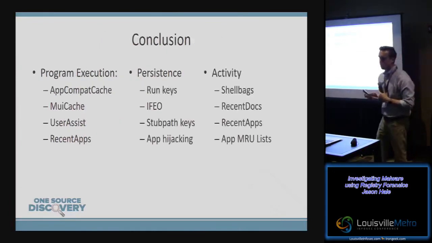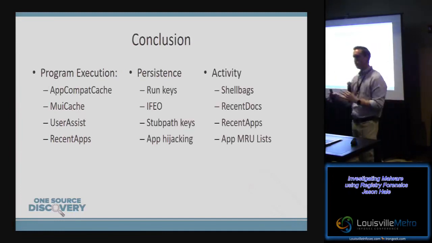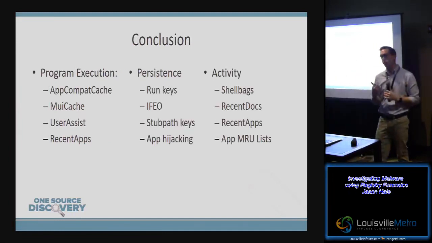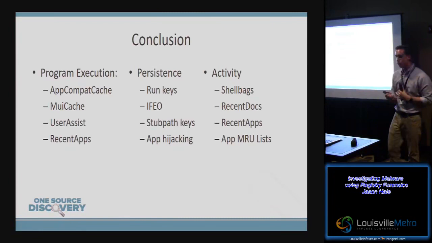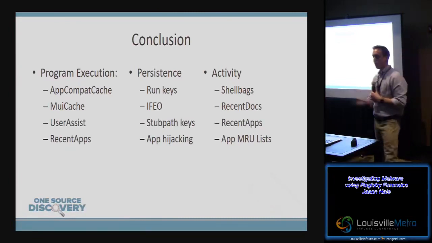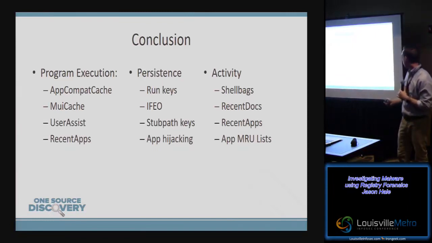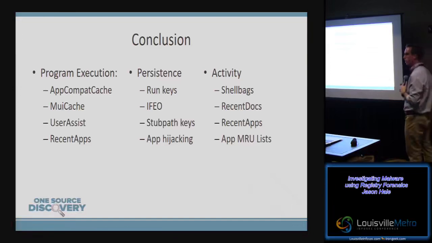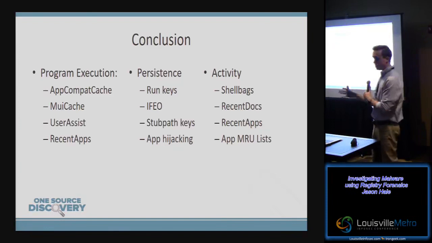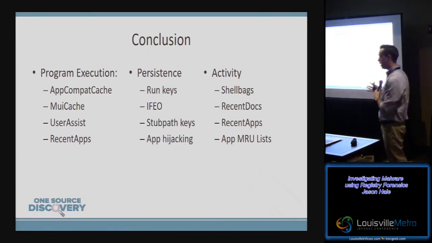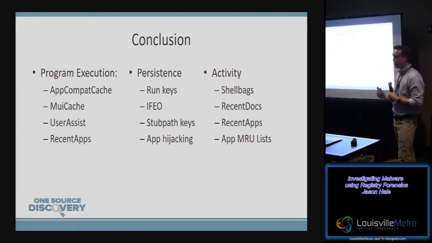So just to wrap up here, the three primary locations that Registry can greatly help with in malware are program execution, persistence, and activity. We focused today on program execution, looking at AppCompatCache, AmCache, which isn't listed here, MUICache, UserAssist, and recent apps. All of those can help illustrate or build a picture of what has been executed on the system, when it was executed, what programs may have existed, and so on.